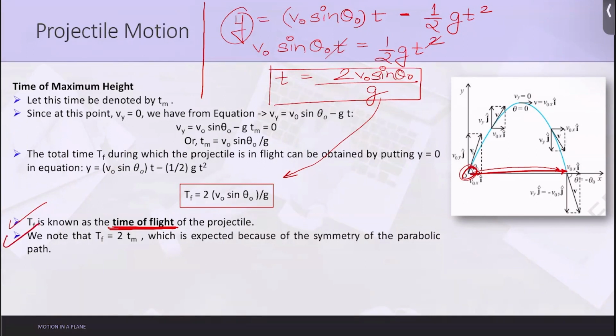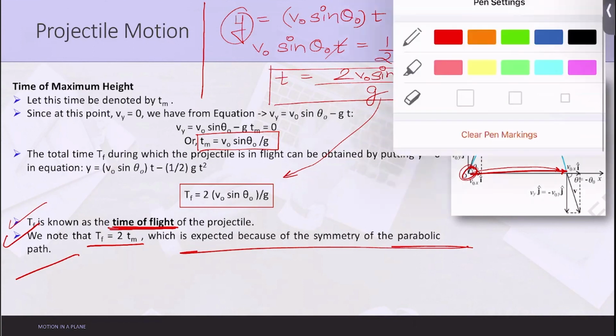We note that Tf is equal to 2Tm. Okay, so now this is quite clear. We can see quite clearly that Tf is equal to 2Tm, which is expected because of the symmetry of the parabolic path.